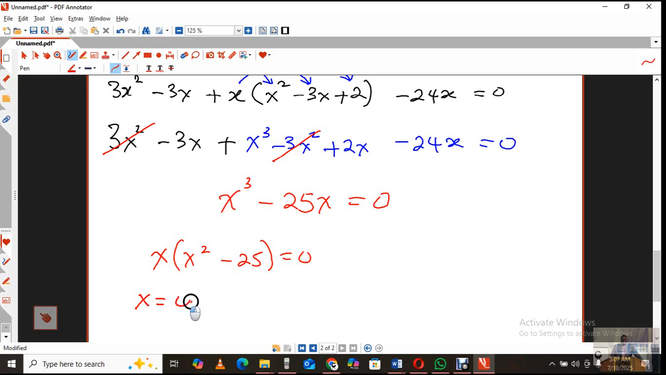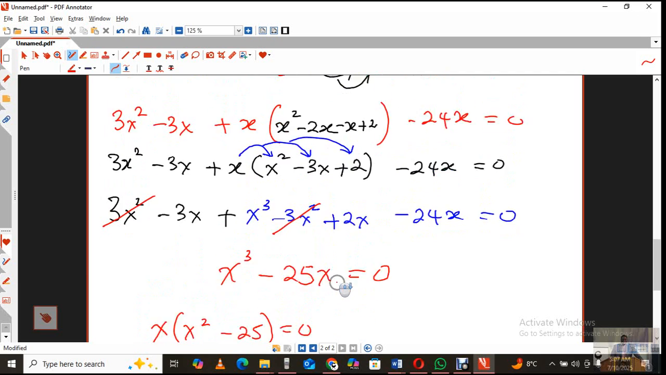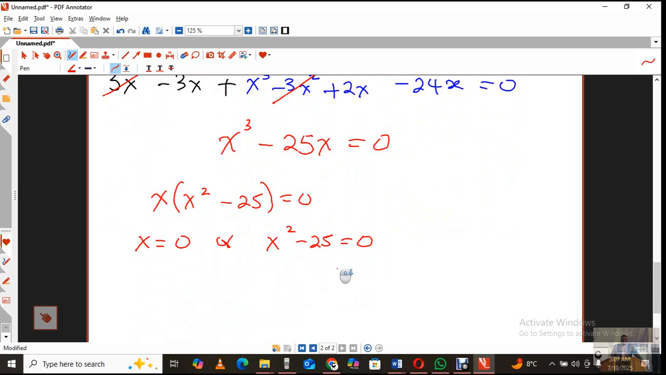So x is equal to 0, or x squared minus 25 is equal to 0. Now, we're told, or let me just continue with this one here. So this one is the difference of two squares, x minus 5 or x plus 5, then they equal to 0. So you have got x equals to 5, or you have got x equals to negative 5.